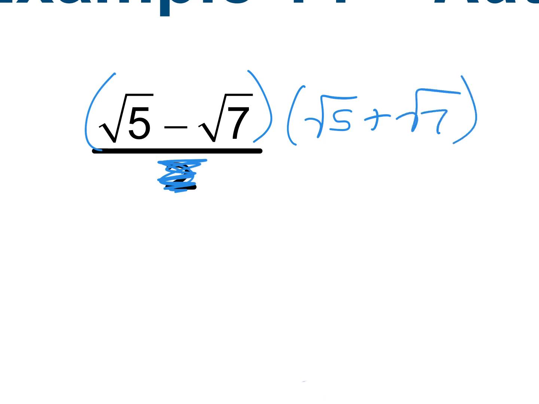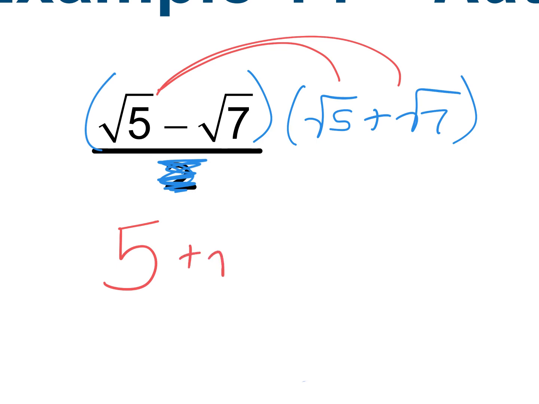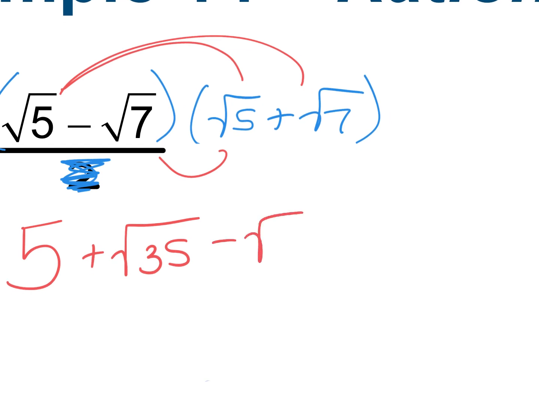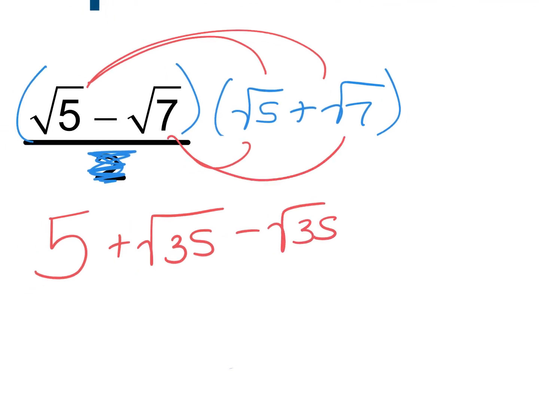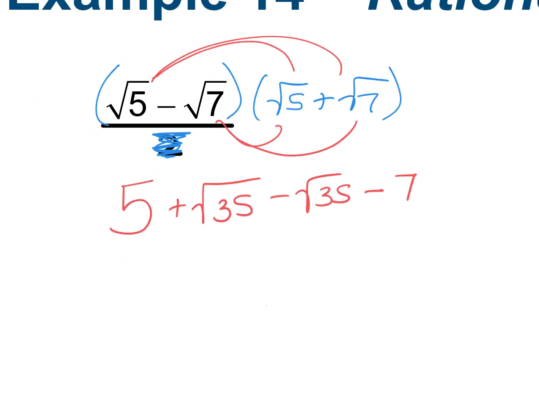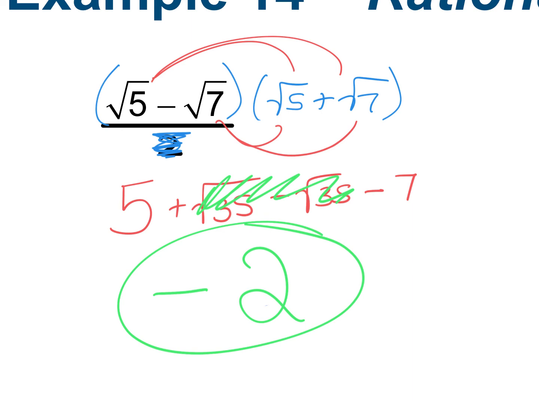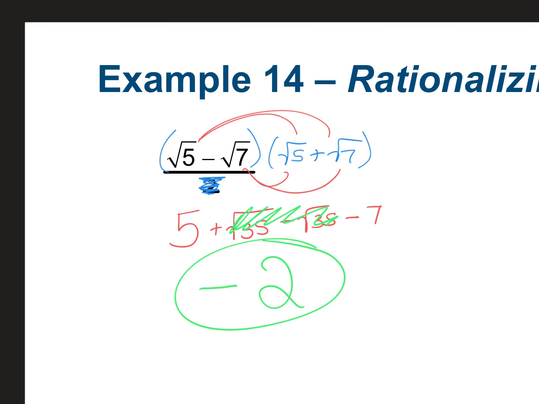Perfect. So when we FOIL, square root of 5 times square root of 5 is 5. Square root of 5 times the square root of 7 is plus, 5 times 7 is 35, square root of 35. Then I have minus the square root of 35. And then negative square root of 7 times positive square root of 7 just gives me minus 7. What happens with my square root of 35s in the middle? They cancel. And then what's 5 minus 7? Negative 2. Good. All right, we're just working on moving stuff around, rationalizing it, changing the denominators into something. You cannot have a radical in the denominator.